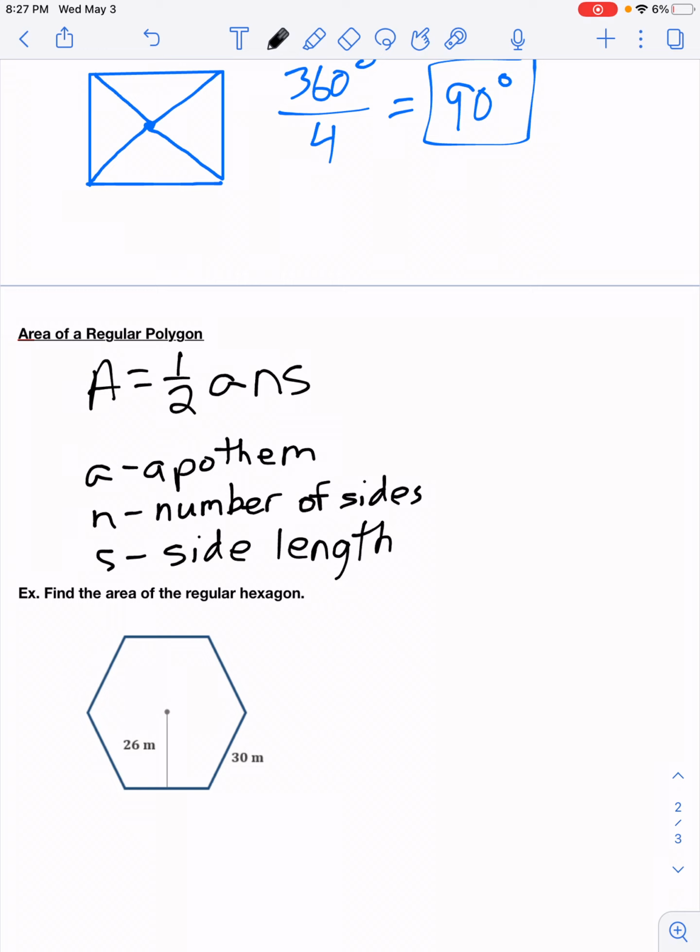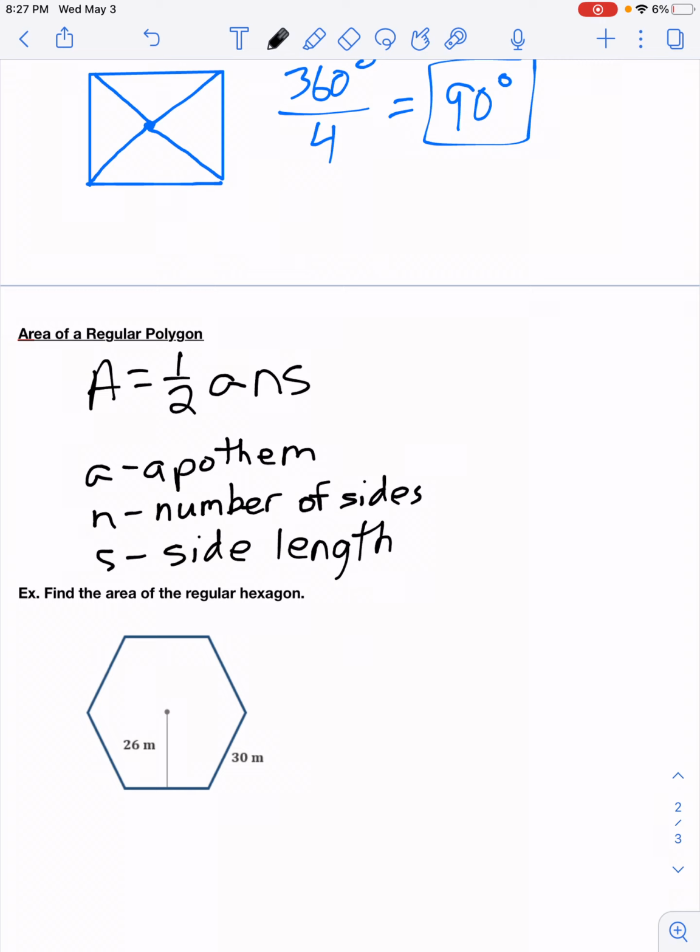We will talk a little bit more about where this formula comes from tomorrow. Basically, it comes from splitting your shape into each of the triangles. So if you go back and look up at the square, when we drew the central angles, we had 4 triangles. So it would basically be adding the area of all 4 triangles. That's why we would multiply by the number of sides.